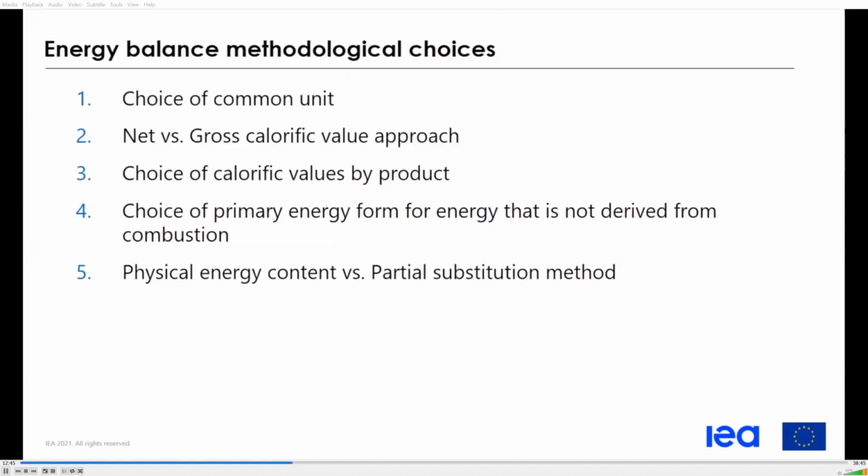For each of these sources, there is a need to define the form of primary energy to be considered. There are essentially two methods that can be used to calculate the primary energy equivalent of these sources: the physical energy content method or the partial substitution method. Also, temperature adjustments made by countries should be taken into account. And finally, we have to know if the balance is based on a fiscal or a calendar year basis.